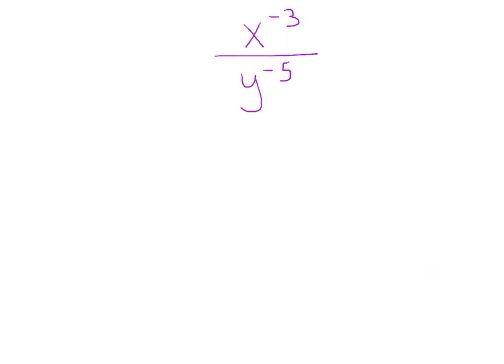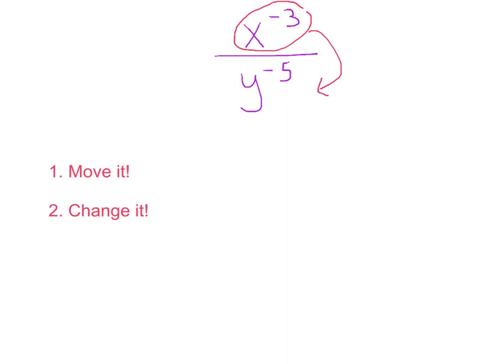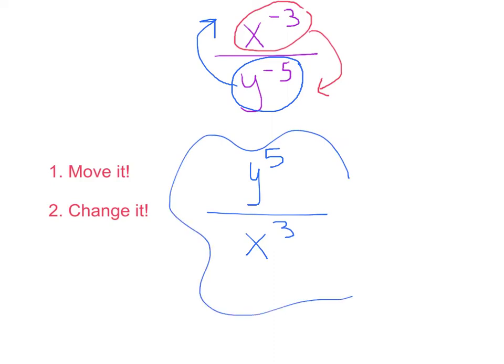Here is our very last problem. And I just want you to think about the steps of move it and change it. If we have a negative exponent in the numerator, you move it to the denominator and make it positive. But if you have a negative exponent in the denominator, you have to move it to the numerator and make it positive. So now this becomes y to the power of positive 5 on top and x to the power of positive 3 on the bottom. And that is our final answer. And that is our last example.